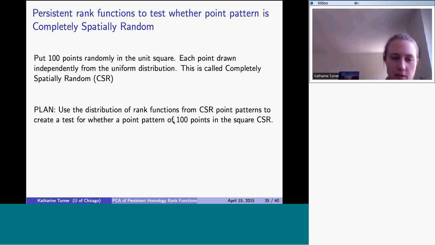The plan is to, instead of working analytically, use the persistent homology rank function and the distribution of rank functions for completely spatially random point processes. The runs are from the Čech complexes of the pattern. From that distribution we can say that if you're outside this range, then you're probably not completely spatially random.